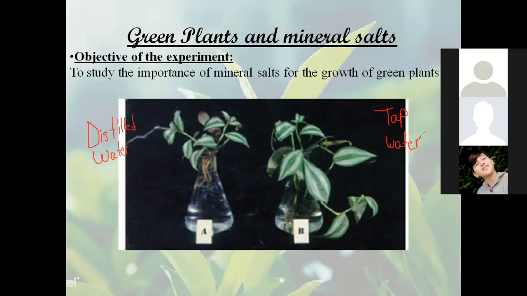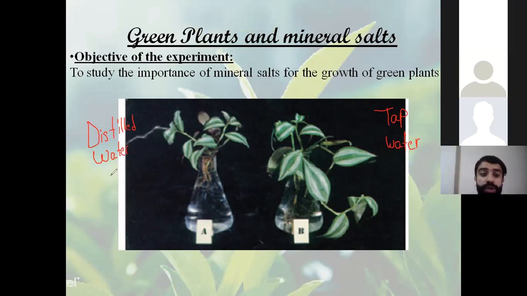Yes, Aya, what do you think? What is special about the distilled water? It doesn't have minerals. It contains no minerals, so there are no mineral salts, okay? So distilled water contains no mineral salts, okay, Aya? Thank you, Aya. Let's move now to the tap water.